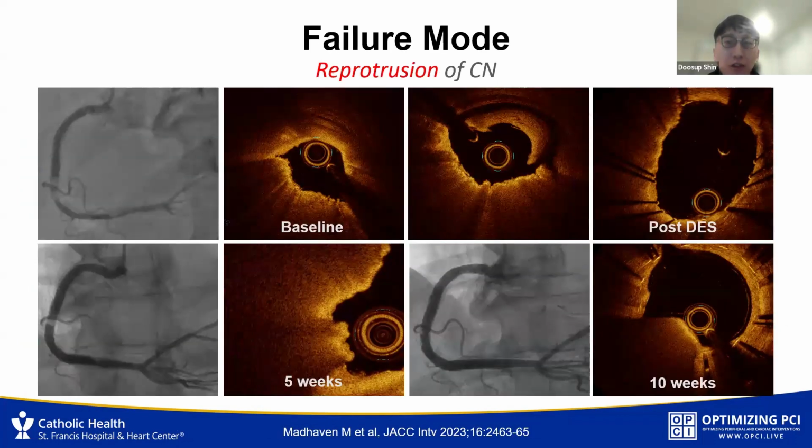One of the major failure modes, particularly common in eruptive calcified nodule, is reprotrusion of the nodule. In this case, PCI was initially done successfully with excellent angiographic and OCT results. However, during follow-up, there was reprotrusion of the calcified nodular material, leading to the reformation of calcified nodule within the treated segment in 10 weeks.